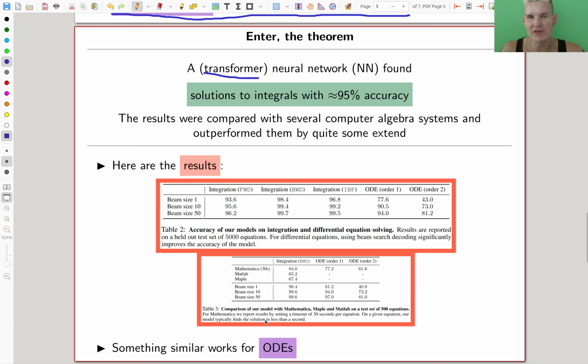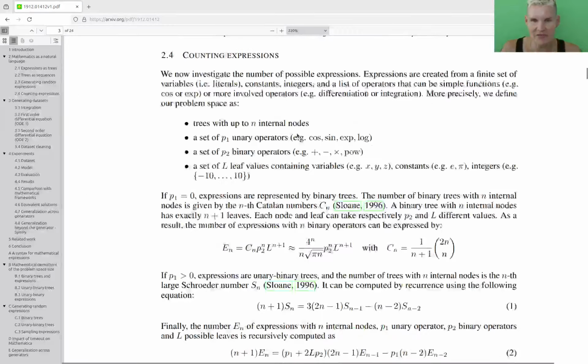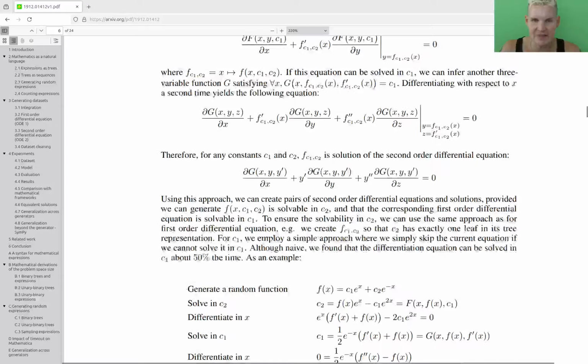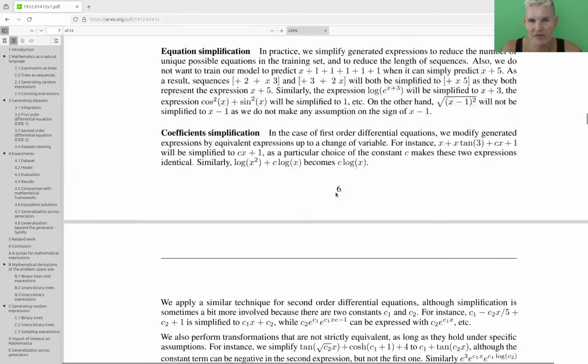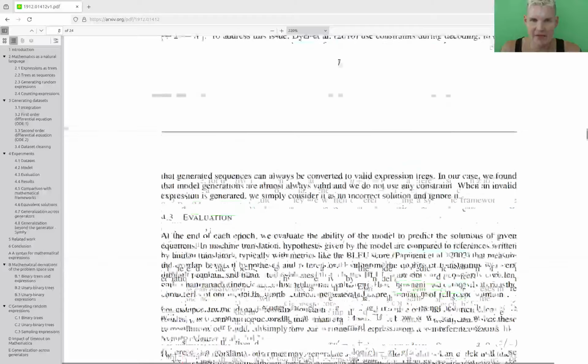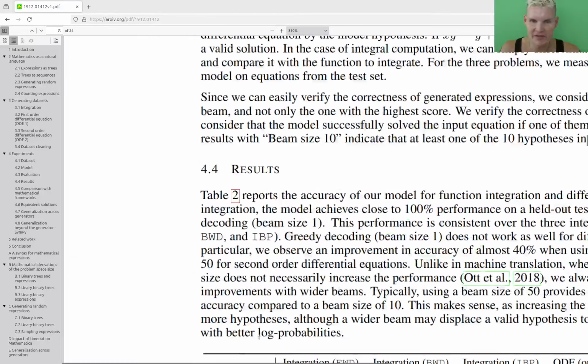They also studied ODEs, so differential equations, which was kind of the same. But let's stay with integration. So if you scroll down, they explain what they do. It's a very nicely written paper. They have some statistics, explain how the data is collected, which is very important, of course. And then they have the results. And it's ridiculous what they achieved.